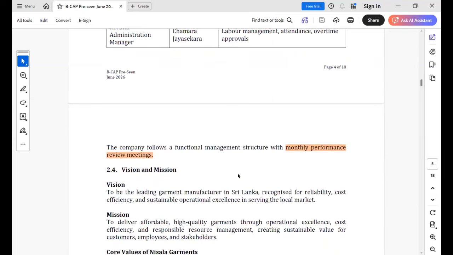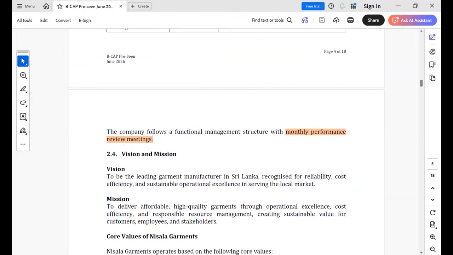Then the company follows a functional management structure, by function. It's clear, right? Merchandising, management, production, finance. So by function they have set the structure, with a monthly performance review meeting. The same information we can see in the latter part of the case study as well. A monthly performance review meeting for a manufacturing entity is not suitable at all. You are manufacturing daily, right? So you must have a daily production performance review meeting. This is another major weakness in this company, right?